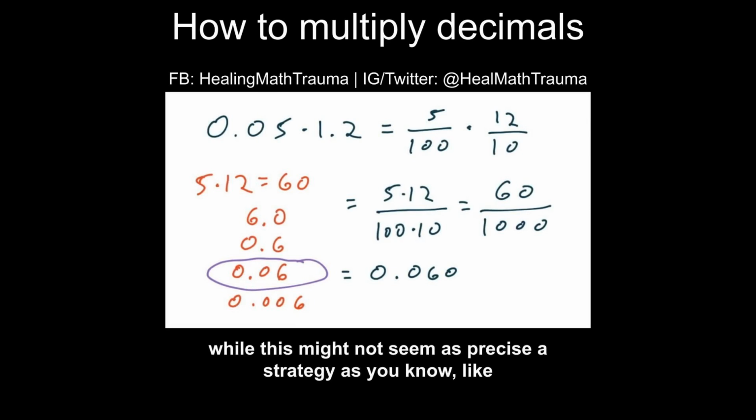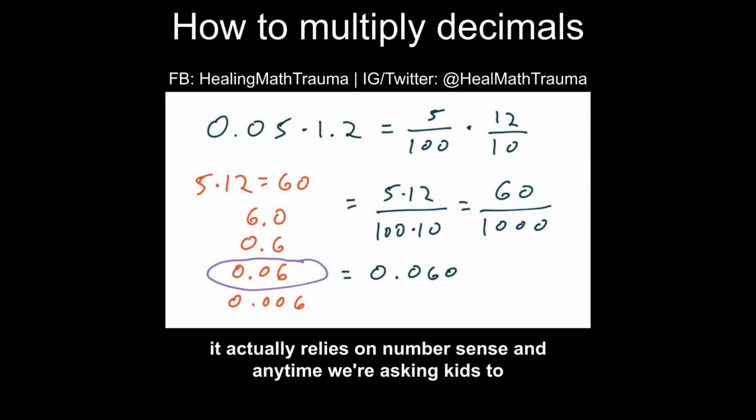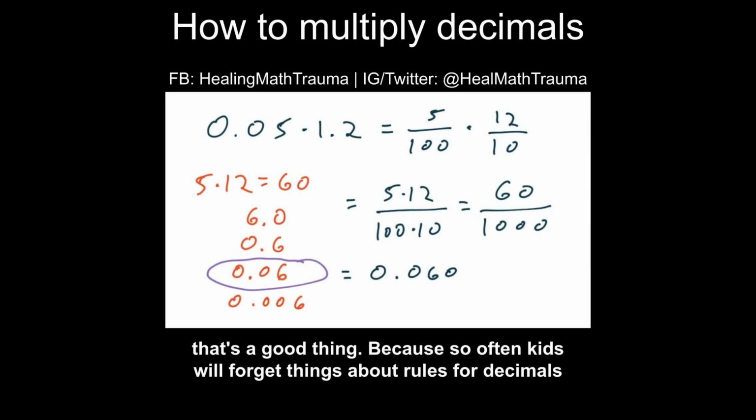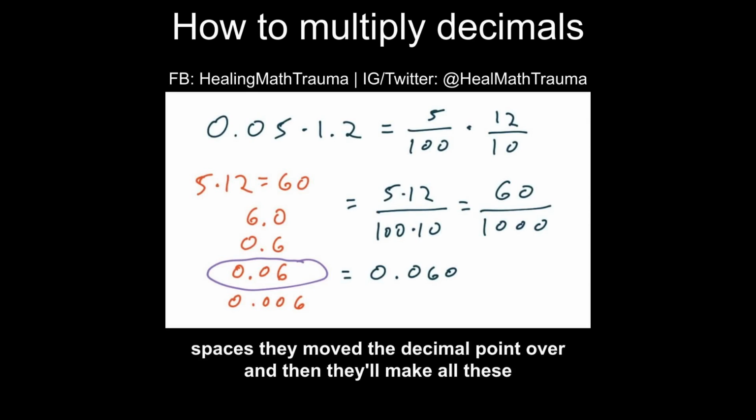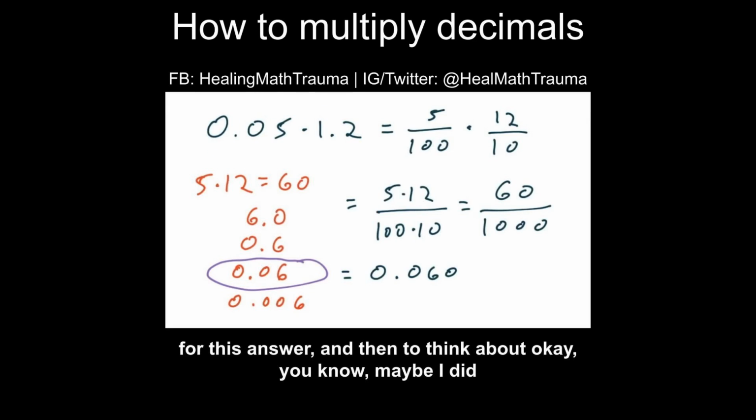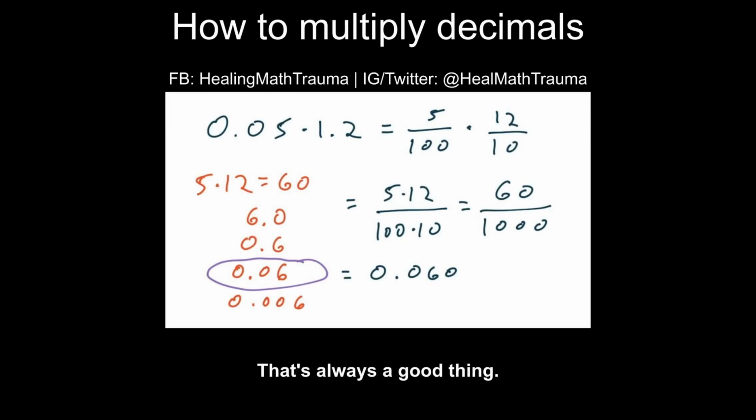And while this might not seem as precise a strategy as counting over how many spaces you're moving the decimal point, it actually relies on number sense. And anytime we're asking kids to estimate and to think about whether or not their answer is reasonable, that's a good thing. Because so often kids will forget things about rules for decimals. They'll miscount how many spaces they move the decimal point over, and then they'll make all these random mistakes. But if we train kids to think about what's a good, reasonable estimate for this answer, and then to think about, okay, maybe I did this here, oh, that looks like a good, reasonable estimate, that's always a good thing.